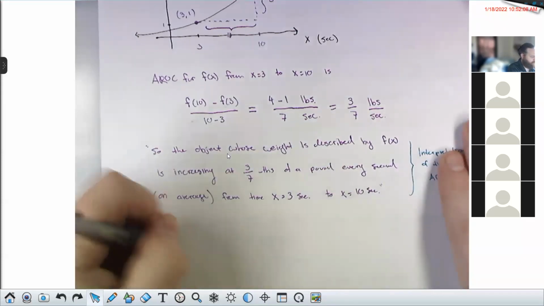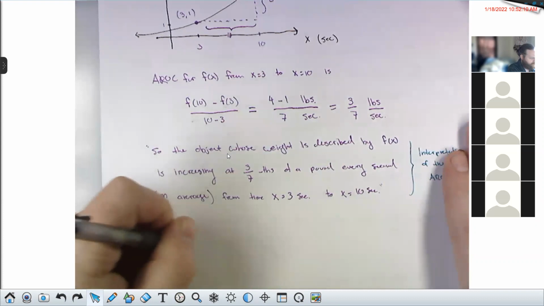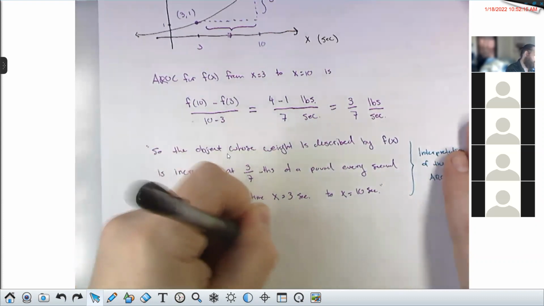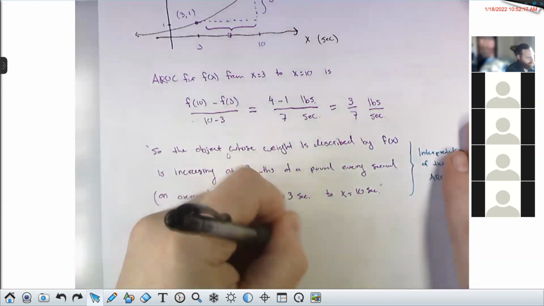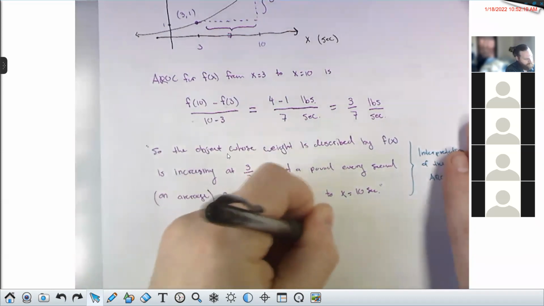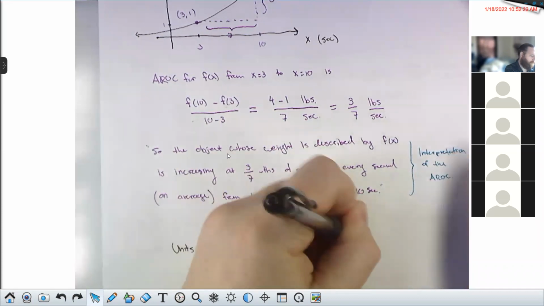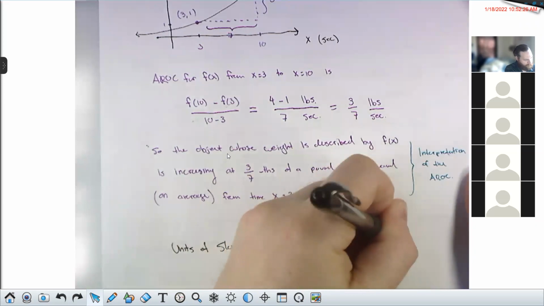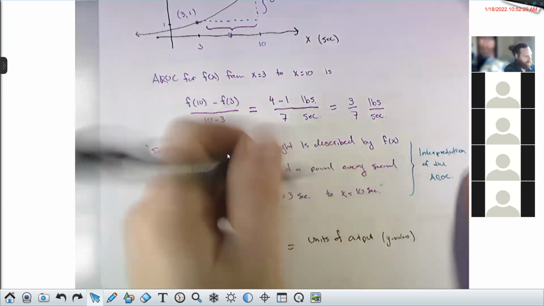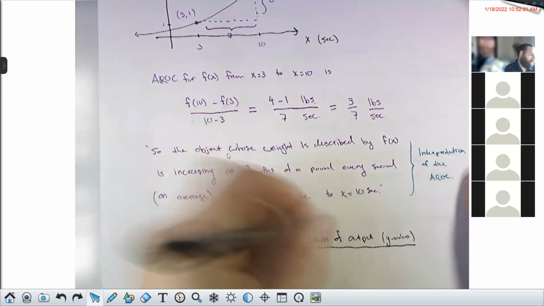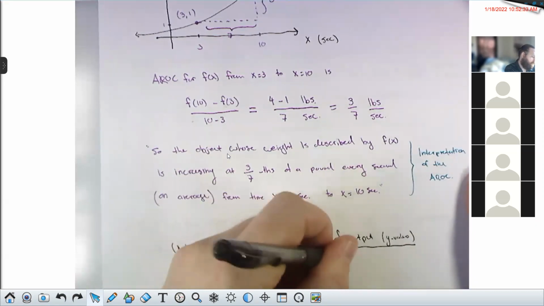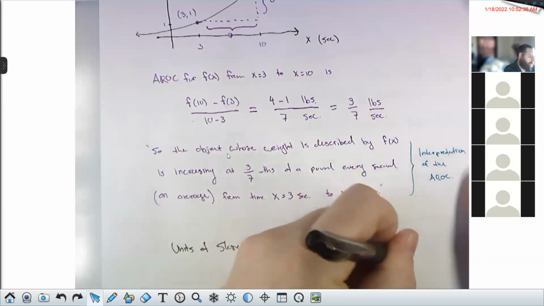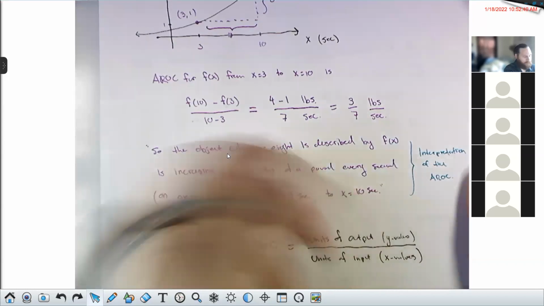So the units of slope or average rate of change will be the units of the output, or y values, divided by the units of the input, the units of the x values. And that will give you a new unit.